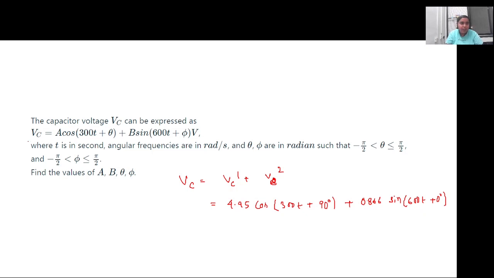So now we can compare it with the equation that is given and calculate A, B, theta and phi, right? So the final A will be 4.95, B is equal to 0.866, theta is equal to 90 degree, phi is equal to 0 degree. Is it fine? Yes. Okay.